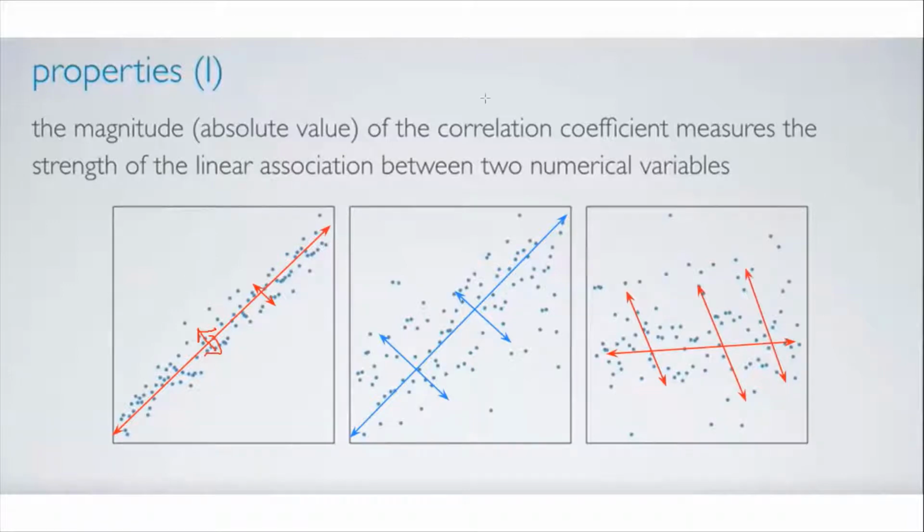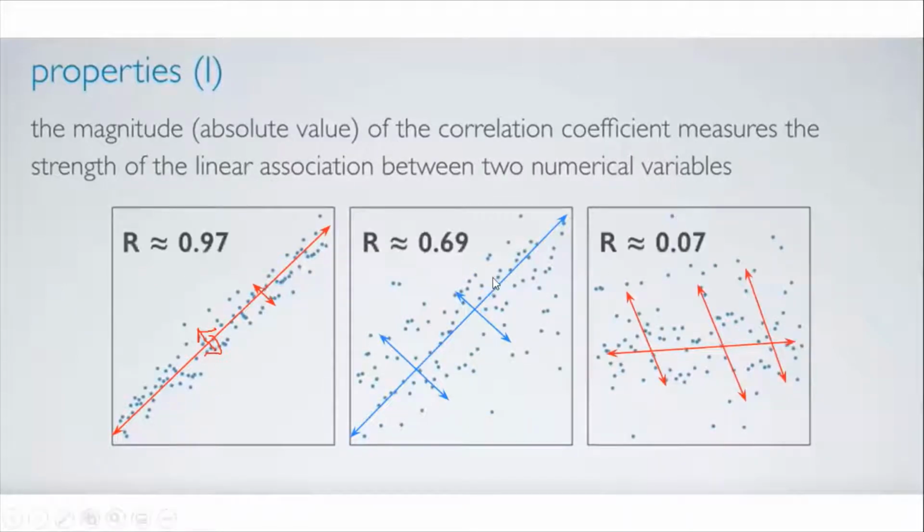If we look at the correlation coefficients of these three plots, the correlation coefficient of the first plot is almost 1, because it is upward, so it is positive, almost 1. The second is around 0.5. And the last one is close to 0, 0.07, almost 0. So there is no association in the last plot.